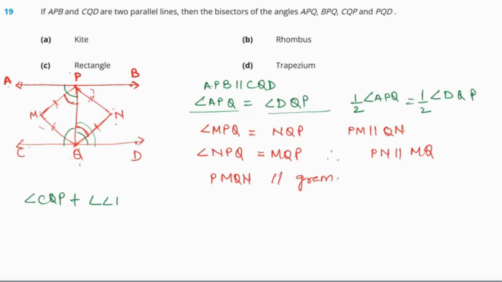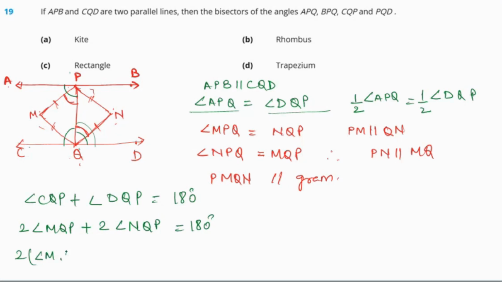Since they are on the straight line, they are making a linear pair. So that's why their sum needs to be equal to 180 degrees. So this CQP we can write as twice of angle MQP, and similarly this we can write as twice of angle NQP, which is equal to 180 degrees. From this, we can take 2 as common. We will be getting angle MQP plus angle NQP, which is equal to 180 degrees.